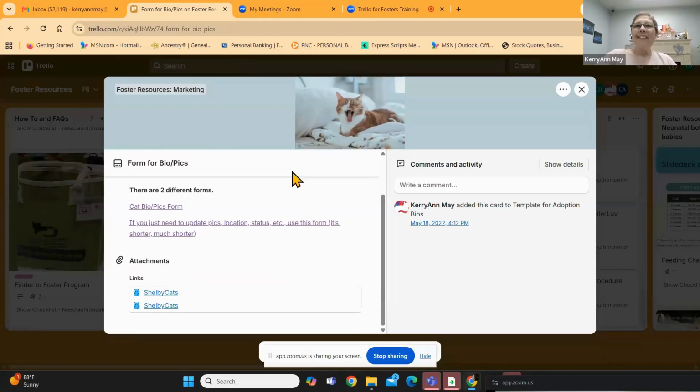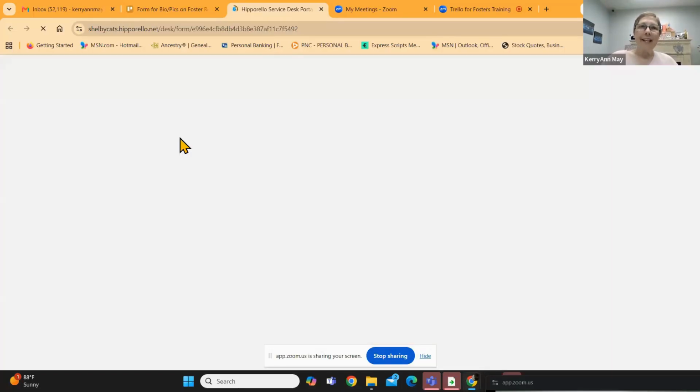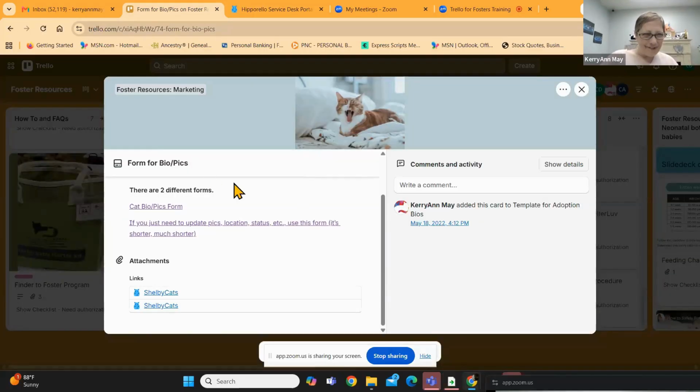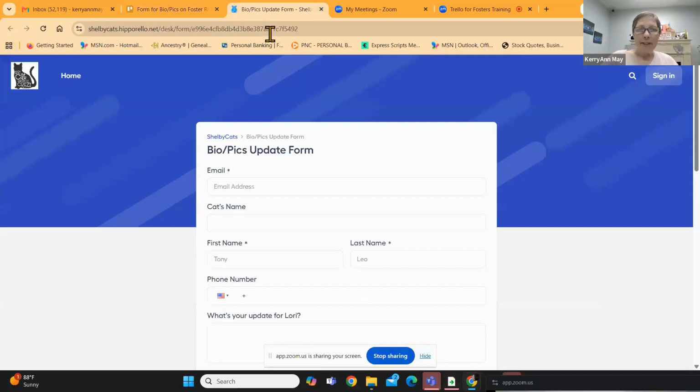So let's say Lauren has her kittens that work with her, and Lauren doesn't have a dog. But her coworker brings his dog to work and the kitten meets the dog and they're BFFs. So that would be a really good thing to add to that kitten's bio. And instead of doing the whole bio form all over again, you can just click on this abbreviated one that says, if you just need to update pics, location, status, or anything like that, you can use this little abbreviated form.